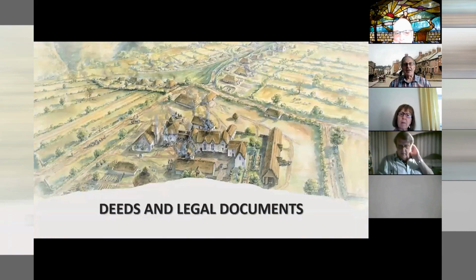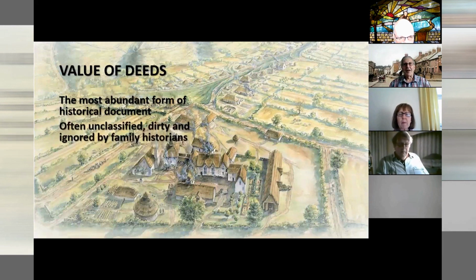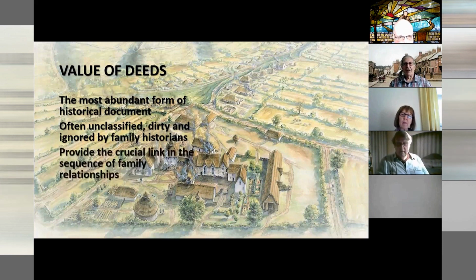Moving on to things like deeds and legal documents, which is where most of the information is going to come from. Deeds are the most valuable and abundant form of historical document. In many instances, they're unclassified, they're dirty, they are totally ignored by family historians, and I never understand why. Because they provide a crucial link in the sequence of family relationships.